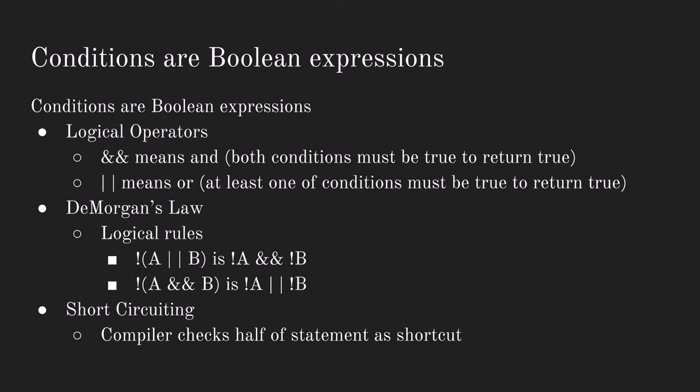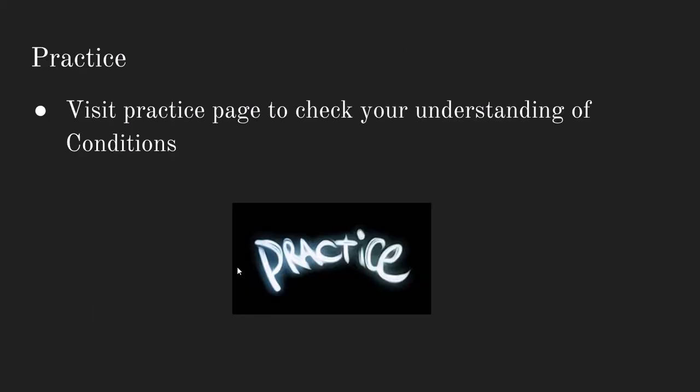And then short circuiting is basically, you don't need to really know it, but it's when the compiler checks if half the statement is true as a shortcut. So let's say you have a statement where something is A and B. If A is false, then it'll just not focus on the B statement, because you have automatically failed to validate the statement. Alright, and that is it for conditions.